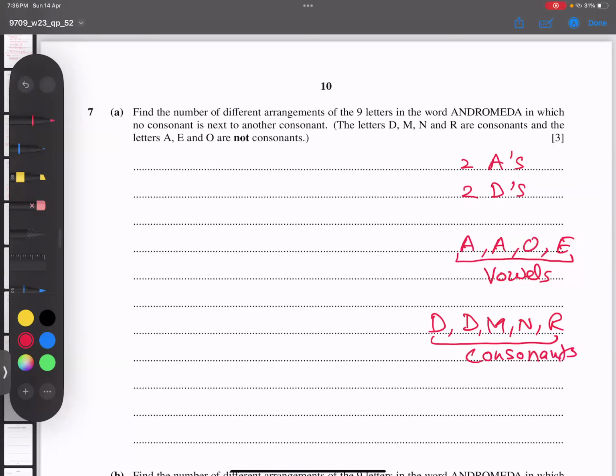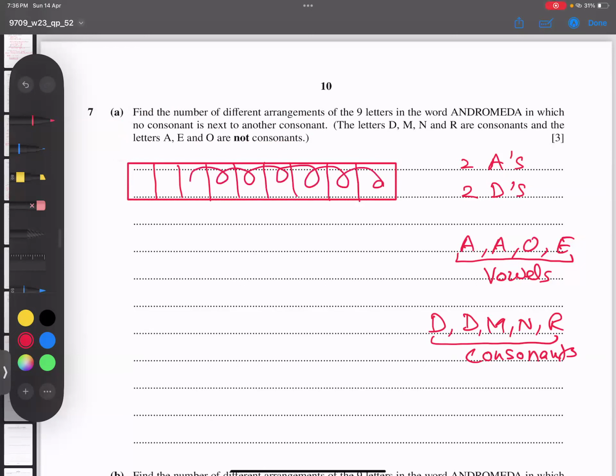Okay, what he said, students, he said that no consonants are next to each other. So what I can do is a box method. So 1, 2, 3, 4, 5, 6, 7, 8, 9 boxes. You know, students, if you look carefully, there's a 5 and 4, 9. So I start with a consonant. So here consonant, here vowel, consonant, vowel, consonant, vowel, consonant, vowel, and consonant.